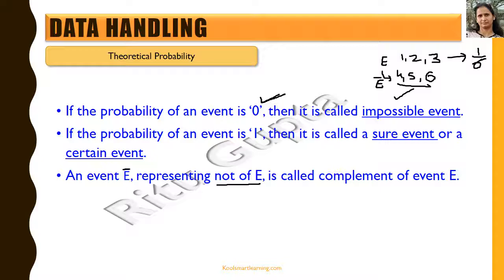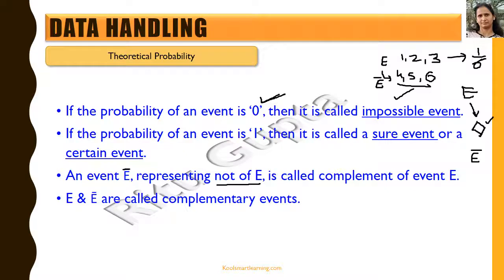Now if we are defining the event as getting a diamond card, so let's just make a symbol of this, E, getting a diamond card, then its complementary event E bar would be getting a card which is not diamond, which would mean that it is getting a spade, heart or a club card. So these two are complementary events. So E and E bar are called complementary events.